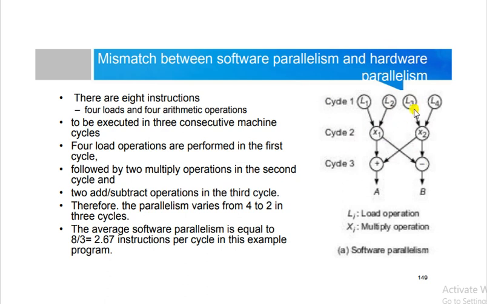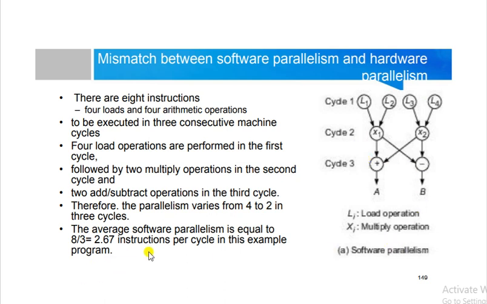These operations can execute in parallel. So, followed by 2 multiply operations in the second cycle and 2 add or subtract operations in the third cycle, as I said earlier. Therefore, the parallelism varies from 4 to 2 in 3 cycles. So we have only 3 cycles here for using the software parallelism.